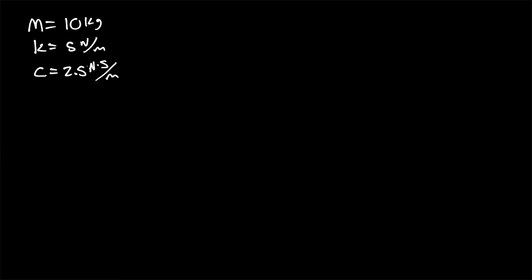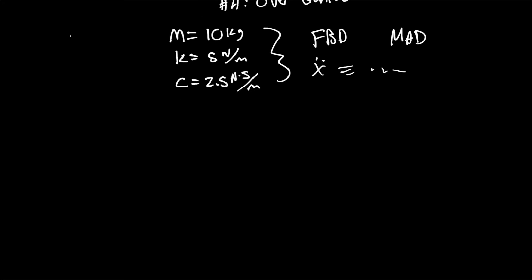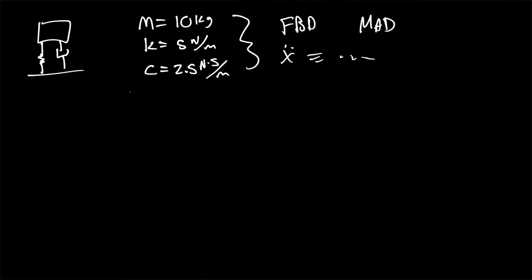Now for this particular problem, we're not going to define our free body diagram, our mass acceleration diagram. We've done that above. We got our x double dot equals everything. We've defined the roots already. We're just going to use these roots directly because this system is exactly the same as the one that we just derived.